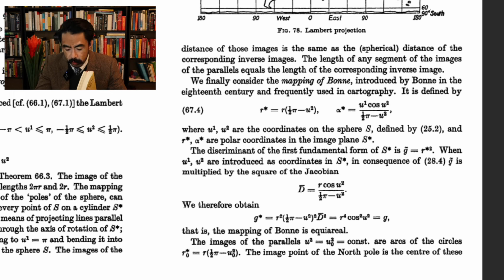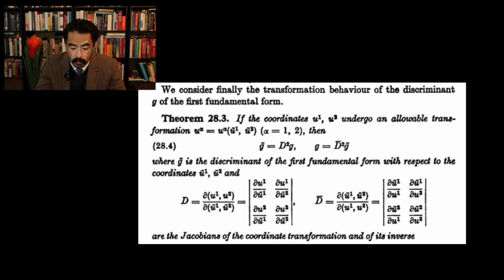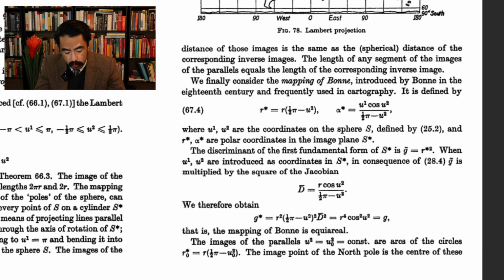The discriminant of the first fundamental form of S star is g tilde equal to r star squared. When u1 and u2 are introduced as coordinates in S star, in consequence of the transformation behavior of the discriminant g of the first fundamental form, as given by 28.4, g tilde is multiplied by the square of the Jacobian capital D over bar equal to r cosine u2 all over pi over 2 minus u2.